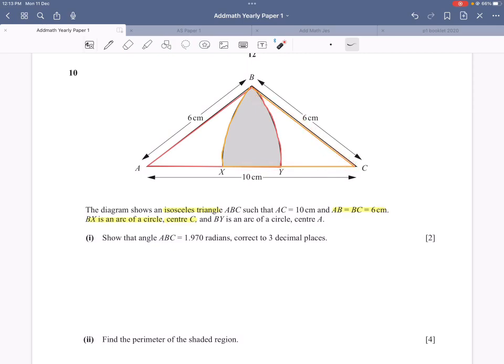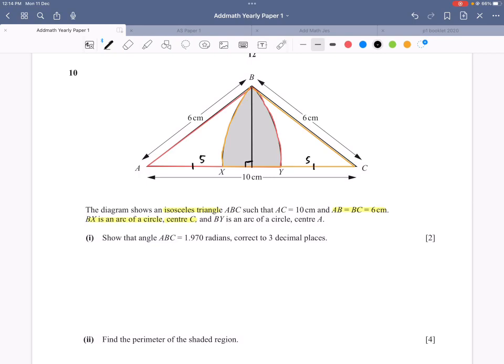All right. It says, show that angle ABC is 1.970. So basically we are looking for this angle ABC. Now there are 2 ways. Either you can apply further trigonometry, but I suggest that it will be a lengthy one. Since we are dealing with an isosceles triangle, if we draw a line at 90, in an isosceles triangle, it divides the length in 2 equal parts. So we got 5 and 5 on both sides, right?